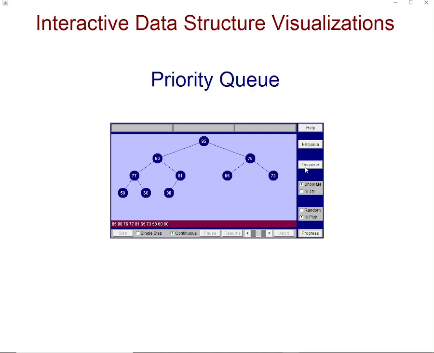We'll do one more, and this time the 95 will be DQ'd, the 80 will move up to the top, and then some swaps will be needed in order to move it down the right branch. All right, so notice it moves up to the top, then some values get swapped until it's restored to having the heap order property. So that gives you an idea of how the priority queue is implemented with a heap.